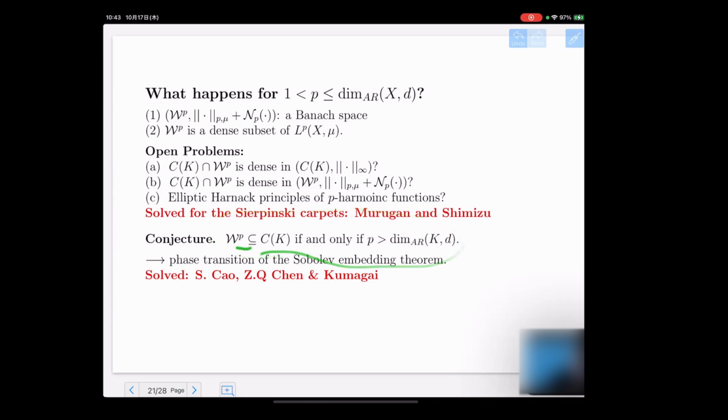I mean whether the Sobolev space is embedded in continuous functions or not. And the criterion was the ordinary dimension of the space. So this says that for the case of a general metric space, the ordinary dimension n is replaced by the Ahlfors regular conformal dimension.